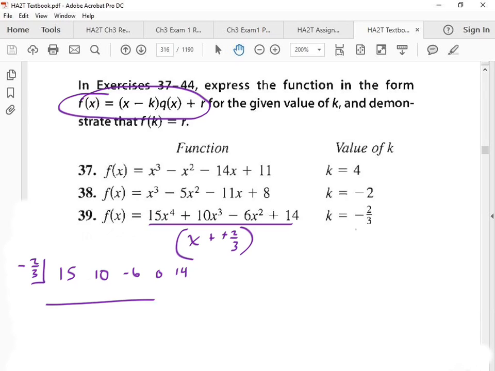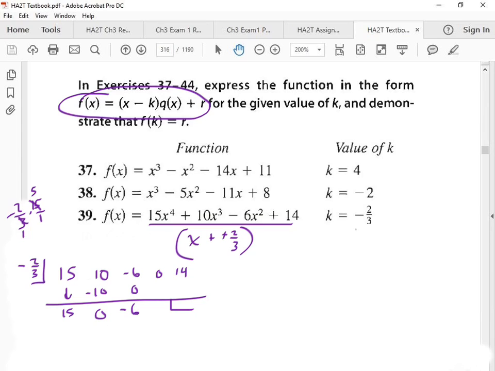All right, so I'm dividing. So I bring down the 15 first. 15 times 2 over 3, that's going to be negative 10. No way. Yeah. You're right, it is. Because, watch, negative 2 over 3 times 15. I cross out the 3's. I get 5 and 1. So negative 2 times 5 is negative 10, so I get 0. 0 times negative 2 over 3 is going to be 0. And then I add those, I get negative 6.